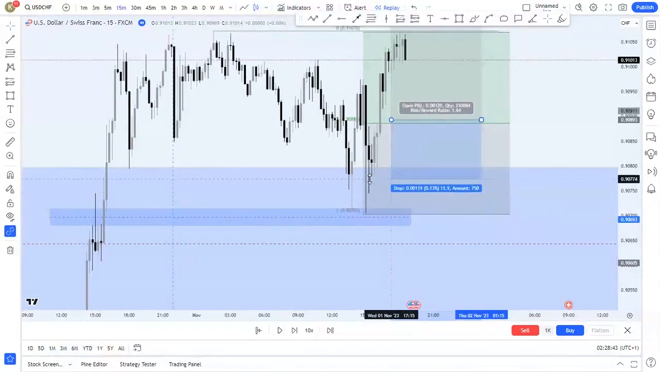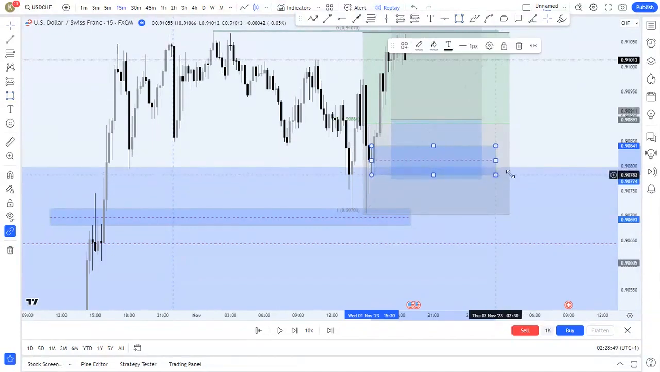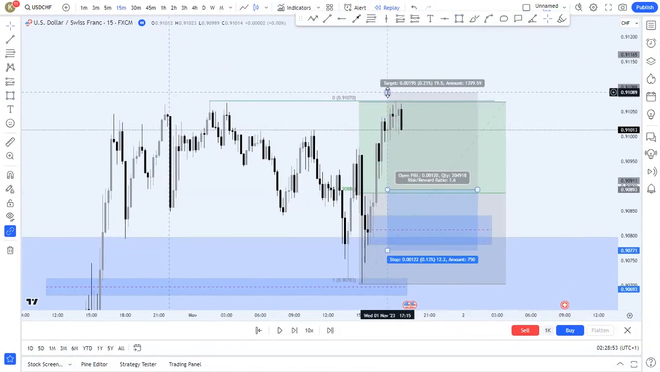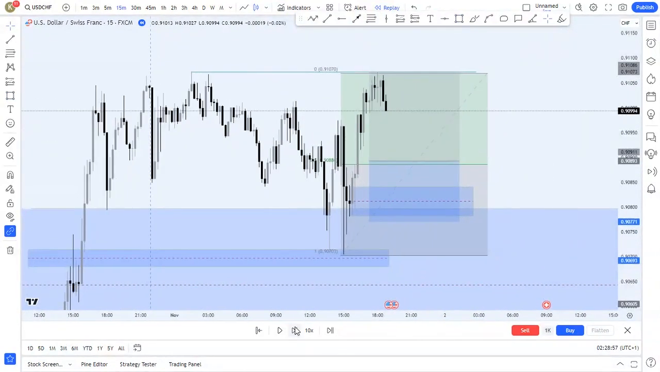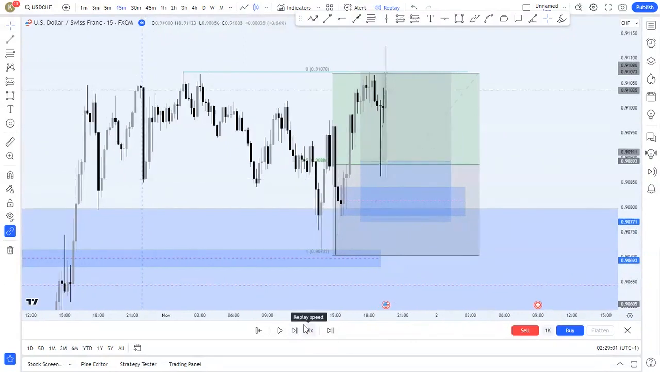My stops here. Why my stops here? My stops are there because there is an order block and that's the ending there. So if I'm right, I'm not expecting price to go below that. Well, let's see. Okay, you see that.